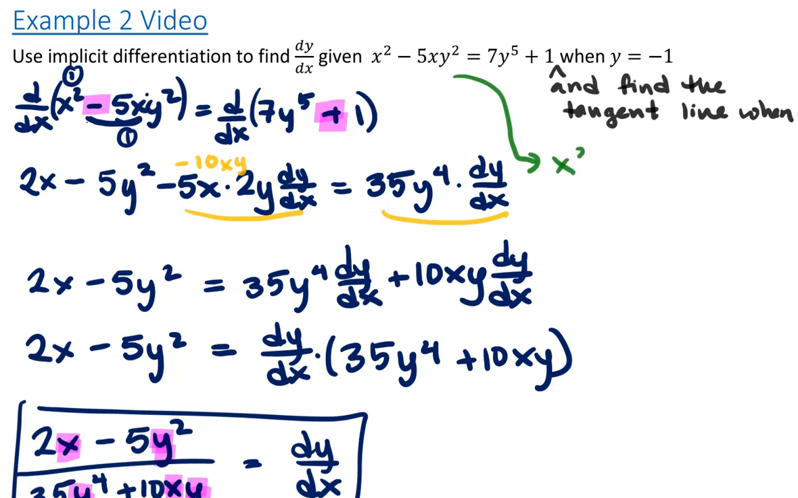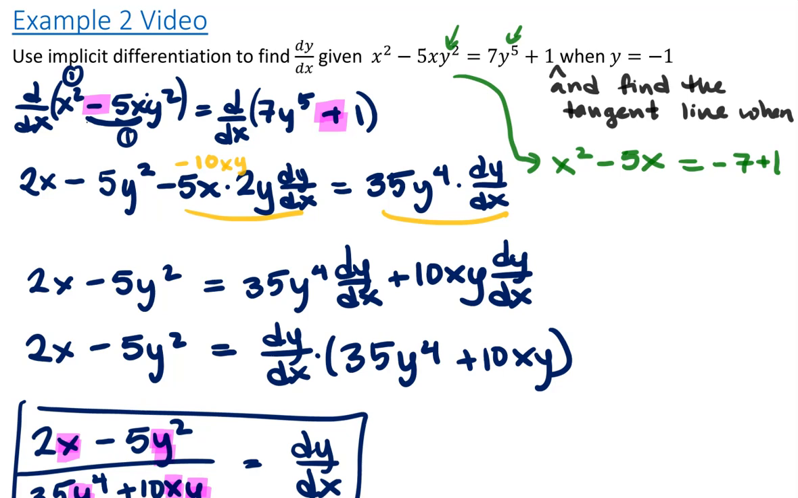So I'll have x squared. If I plug -1 in for y here, it becomes +1 because it's squared. So it's really just -5x minus 5x. On the other side, -1 to the 5th is -1, so I'll get a -7 plus 1, or a -6.